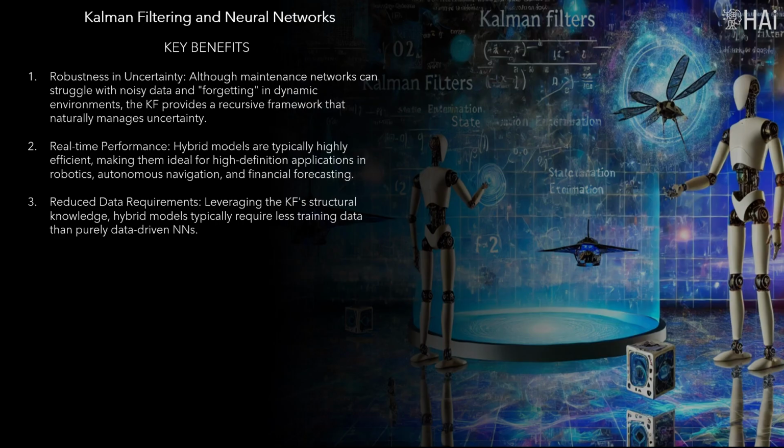Although neural networks can struggle with noisy data and forgetting in dynamic environments, the KF provides a recursive framework that naturally manages uncertainty. Real-time performance. Hybrid models are typically highly efficient, making them ideal for high-definition applications in robotics, autonomous navigation, and financial forecasting. Reduced data requirements. Leveraging the KF structural knowledge, hybrid models typically require less training data than purely data-driven NNs.